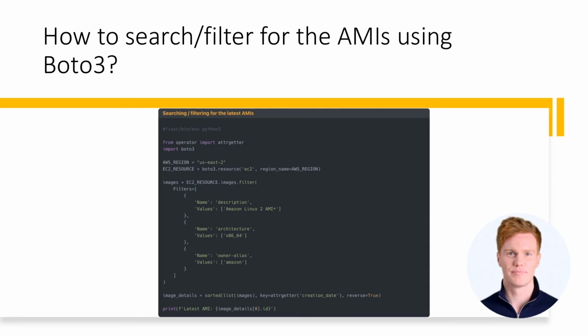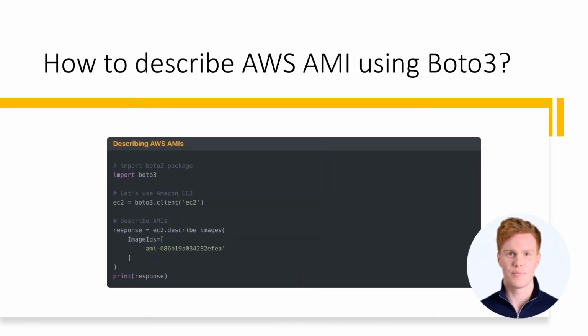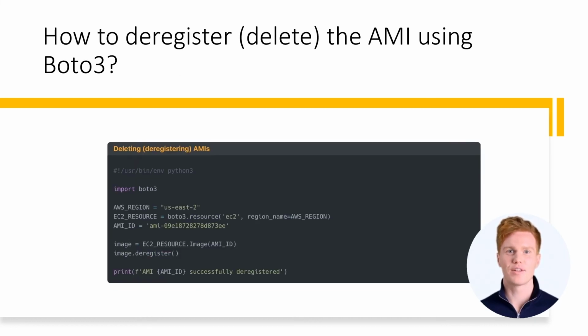Like with any other describe operation in the Boto3 library, it is recommended to use the describe images method of the EC2 client because it returns the JSON object containing complete information about the AMI. As usual, the describe images method accepts the same arguments as the filter method, so you can specify multiple different filtering conditions here. In our example, we're using the image ID argument, which accepts a list of AMI IDs you're interested in. To delete the AMI, you can use the deregister method of the image class of the EC2 resource.